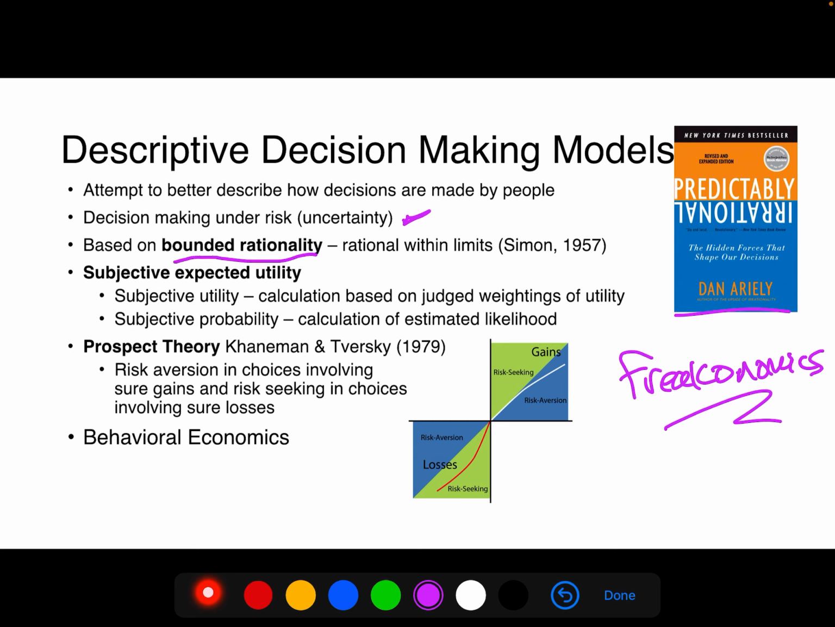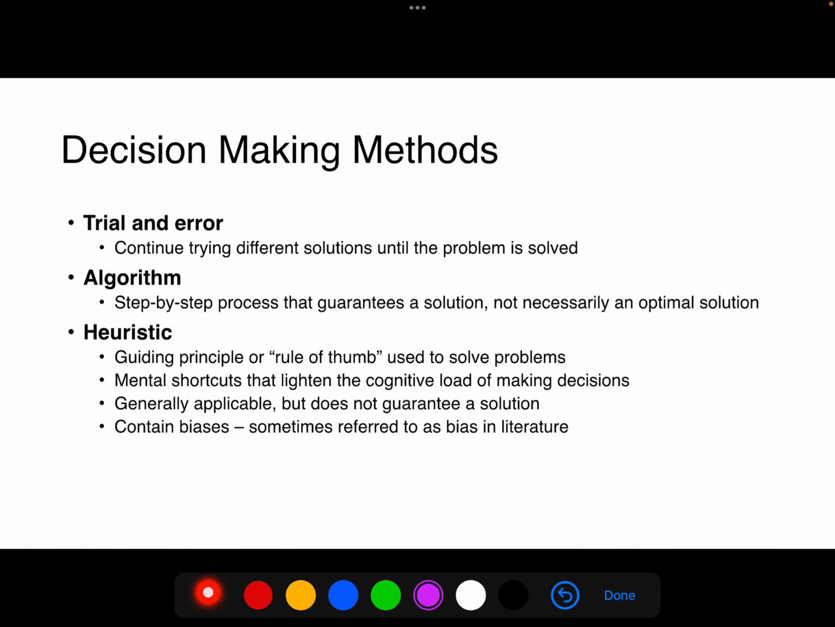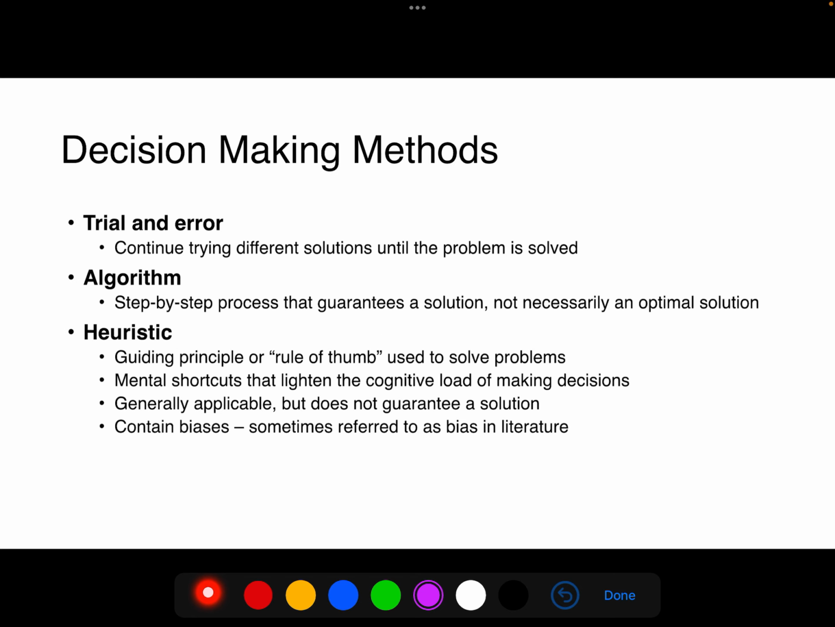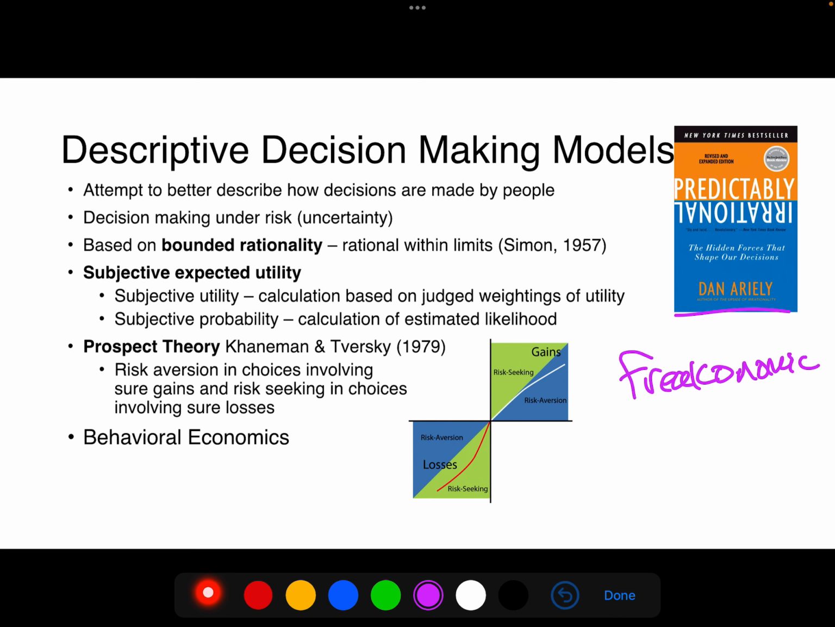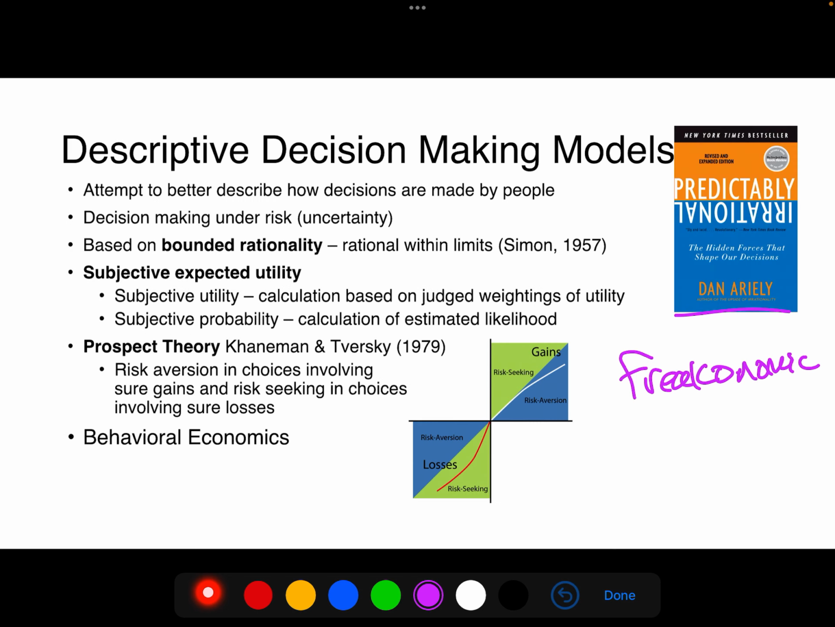Bounded rationality is one big theory that undergirds a lot of descriptive decision-making theories. So this is the notion that, let me get rid of some of these. Sorry, I have to scroll back because now it's in the wrong spot. Okay, and then let's get rid of, see, this keeps happening.